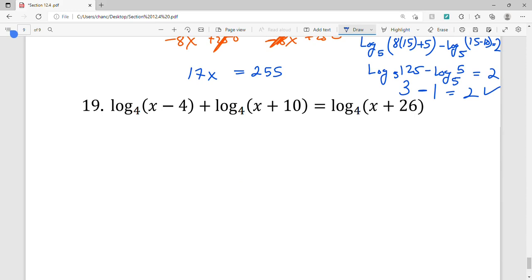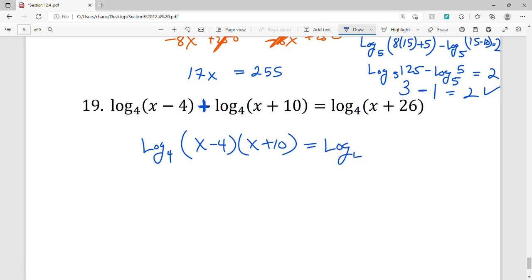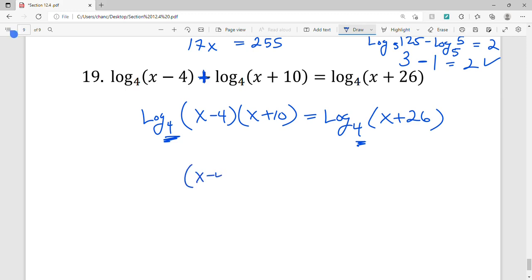In example 19, we have 2 logs on the left and 1 log on the right. We'll start by using the product rule to combine the left side together. This is x minus 4 times x plus 10 using the product rule. And on the right we have log base 4 of x plus 26. Since they both have the same base, we can actually remove the logs. This is x minus 4 times x plus 10 equals x plus 26.